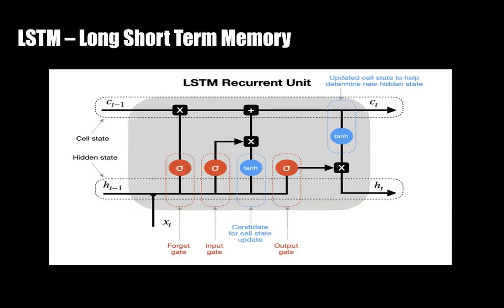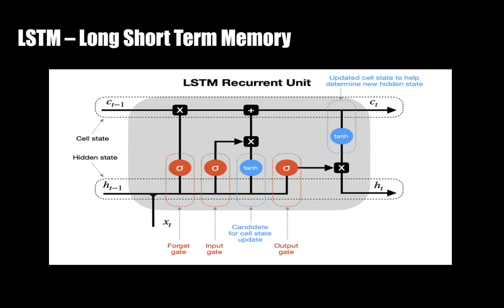So LSTM, which stands for long short-term memory, is built with the help of RNNs. These were introduced to address the vanishing gradient problem and the exploding gradient problem. LSTMs introduce a cell state, which is a separate memory component that runs parallel to the hidden state. This cell state can carry information across many time steps, allowing the network to retain important information over long sequences.